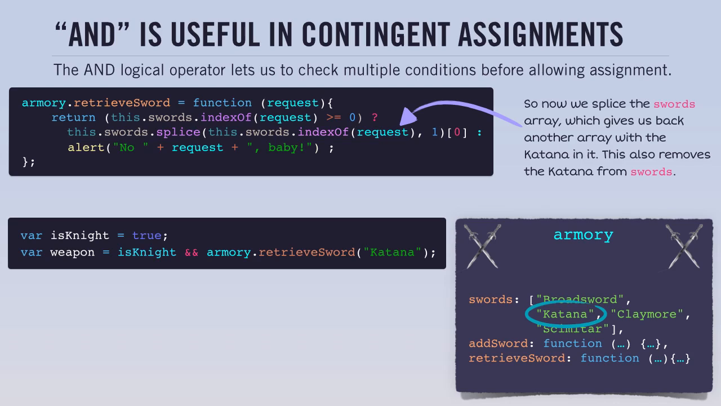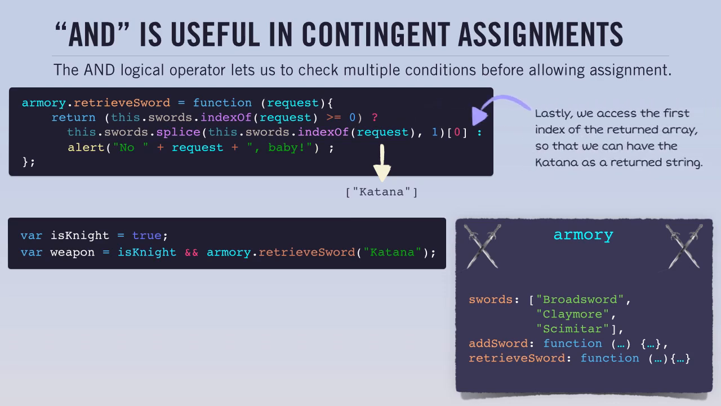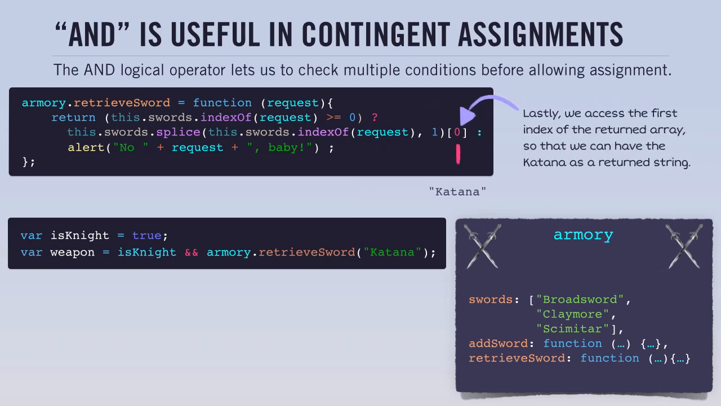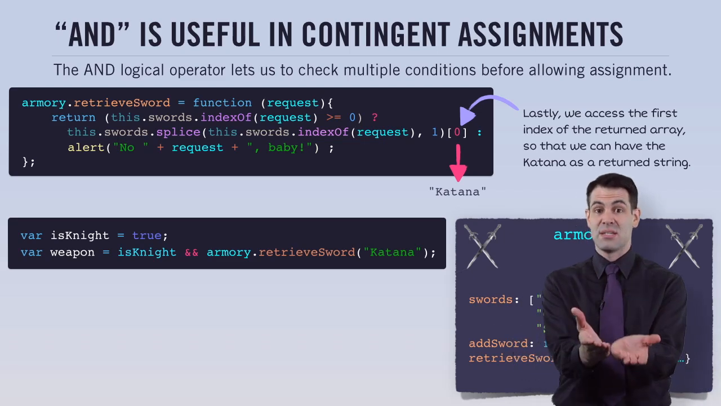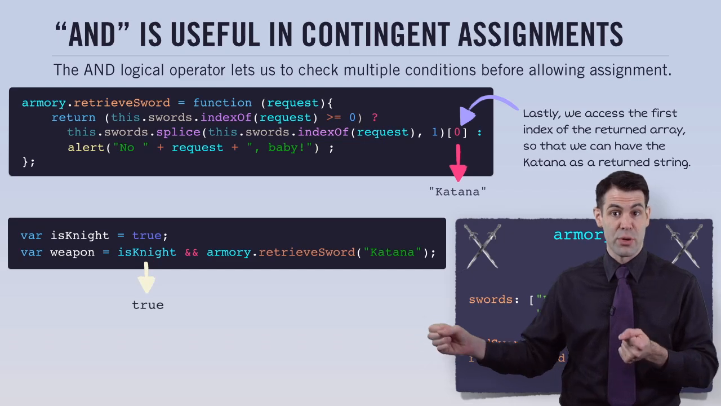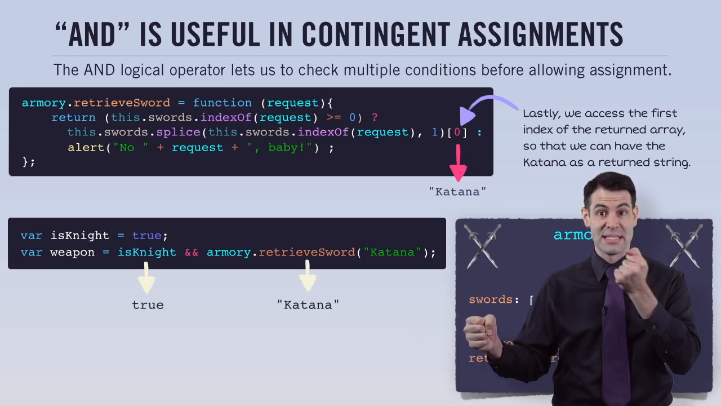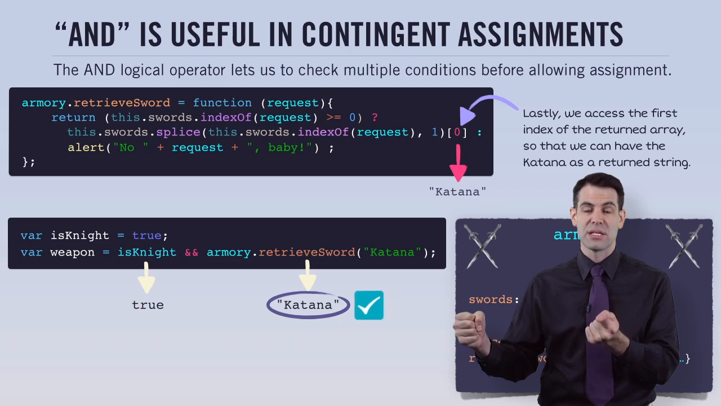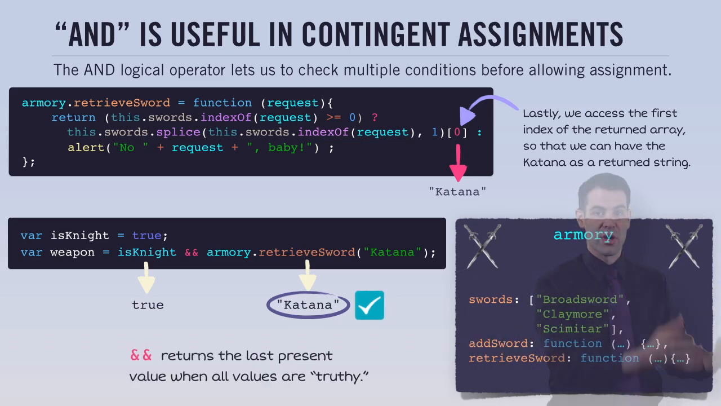So now let's see what happens when we try to get the katana out of the swords array and pass it into the weapon variable. We're going to splice that swords array exactly at katana, and that's going to hand us back another array, and from that array we're going to take the string at the 0th index. This will also remove the katana from swords. So now retrieveSword has passed back the string katana, which is truthy, and isKnight also has a truthy value. Both of those things are truthy, so we will take the right-hand side of the AND logical statement and put that inside the weapon variable.